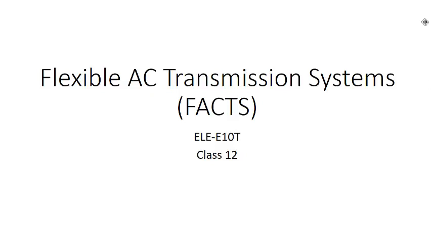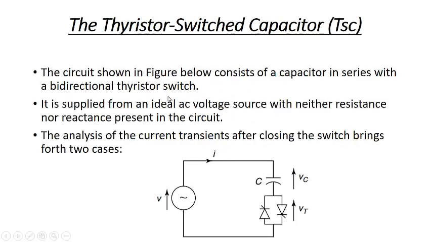In this lecture, we'll be discussing a new topic, that is the thyristor switched capacitor, and we'll be discussing why we don't have the thyristor controlled capacitor. The circuit below shows a capacitor connected in series with a bidirectional thyristor switch. It is supplied from an ideal voltage source with zero resistance and reactance present in the circuit. Now we'll analyze the current transients of the circuit after closing this switch, and this analysis will bring two cases.